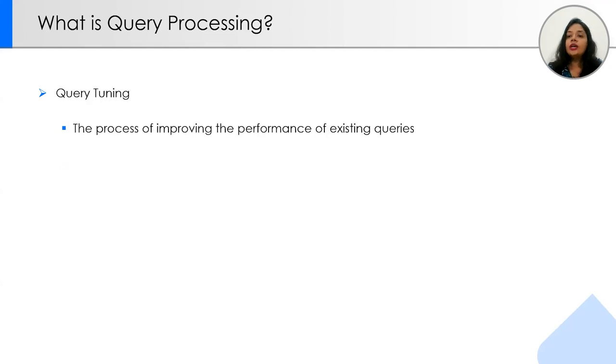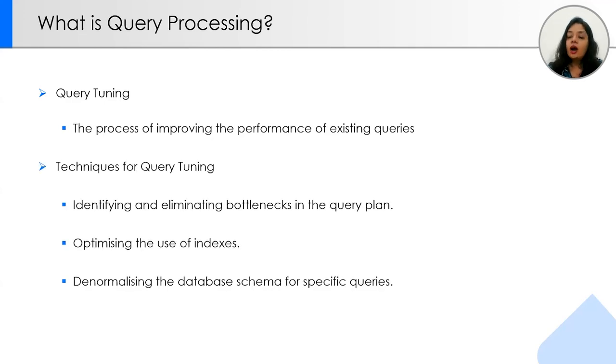Now comes query tuning. This is a part of query processing, and this is one of the steps of query processing. So here, basically, you are going to improve the performance of existing query. And how do you do that? You have these different techniques for query tuning. So basically, you identify and eliminate the bottlenecks in the query plan. If there are any, you take the corrective measure.